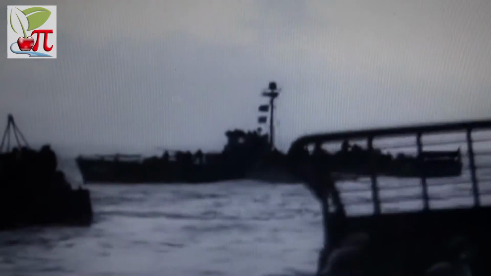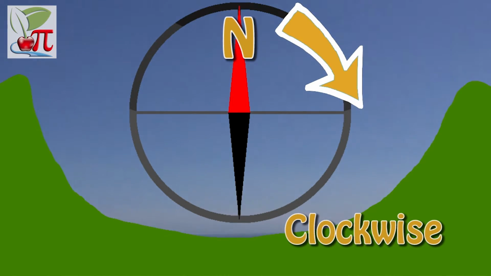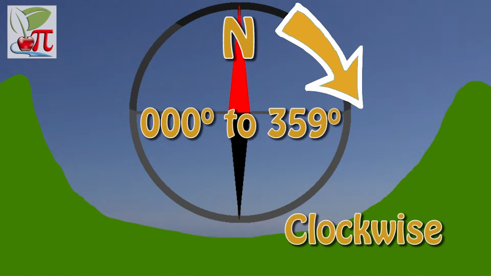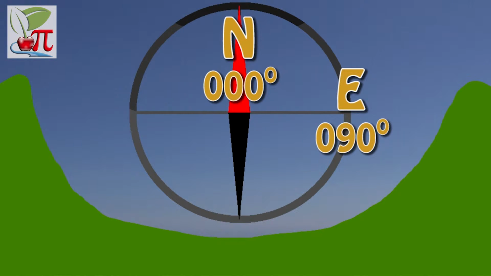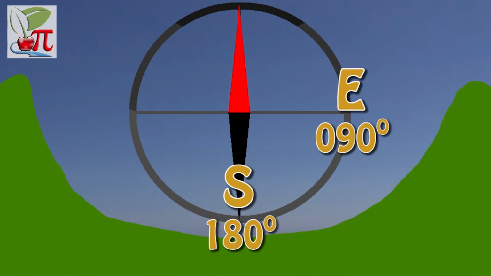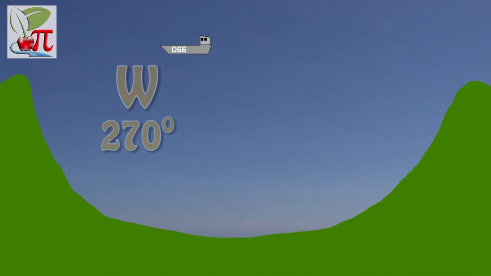So the question is, how is it possible to plot the position of a boat on the sea? Today we would almost certainly use GPS, but in 1944 the answer was bearings measured from 3 points. So what is a bearing? A bearing is an angle measured from north in a clockwise direction. This angle is read as 3 digits from 000 to 359 degrees. So north has a bearing of 000, east has a bearing of 090, south is on a bearing of 180, and west a bearing of 270.